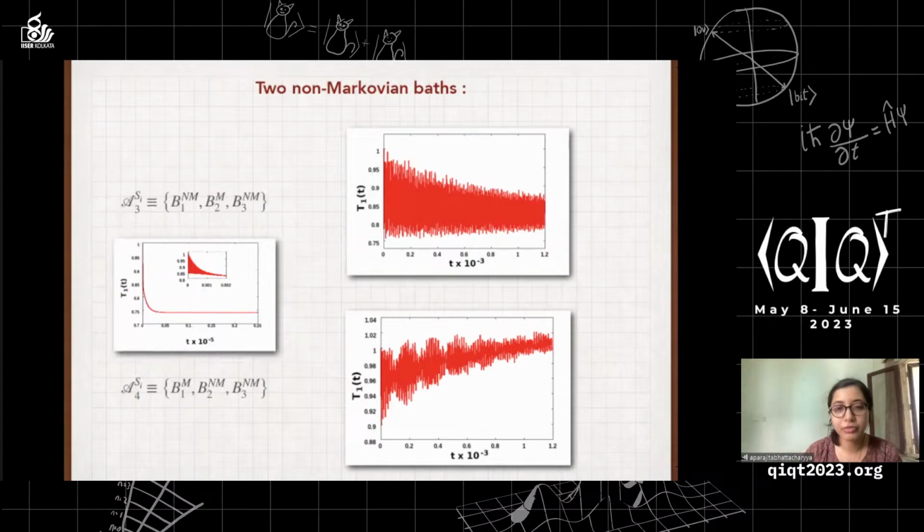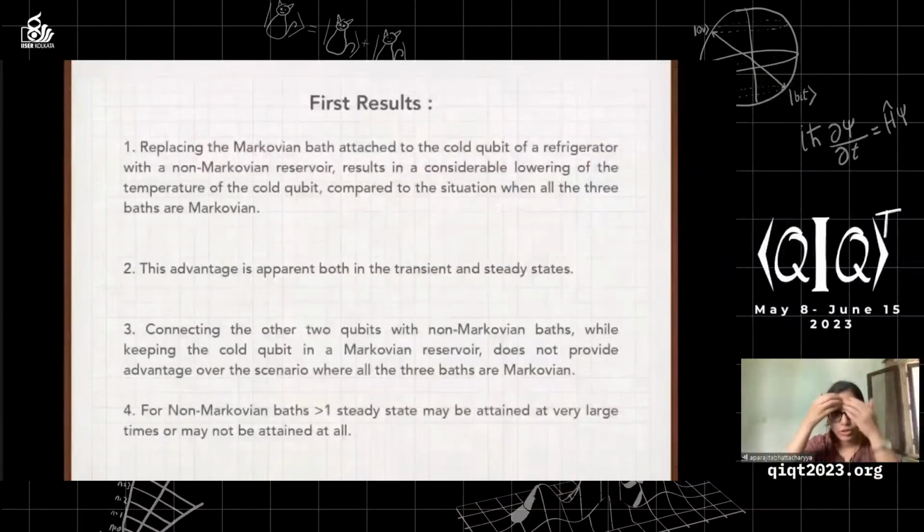So what are our main results from this? We see that when the path connected to the first qubit is made non-Markovian, whatever be the nature of the other 2, then there is effective cooling and it is advantageous over the ideal case. But if we do not attach the first qubit, the cold qubit, to a non-Markovian path, and attach the other 2 to non-Markovian or Markovian paths, whatever, then there will be no cooling. So in order to achieve effective cooling, we have to attach the first qubit to a non-Markovian path, whatever be the nature of the other 2. So these are the first results.